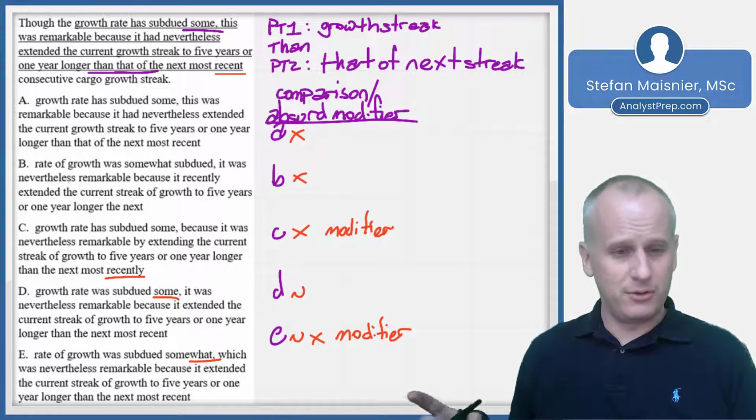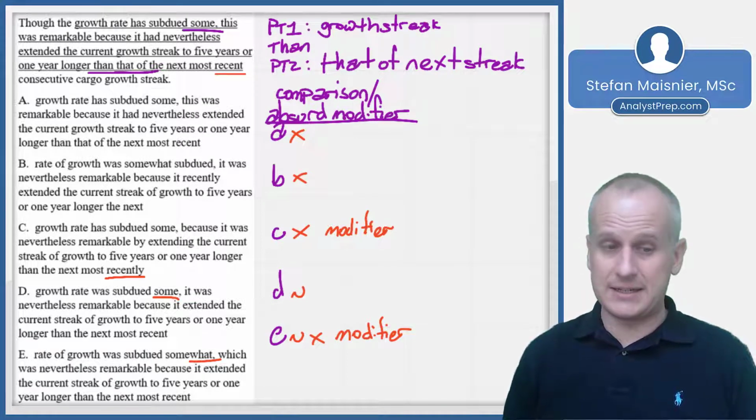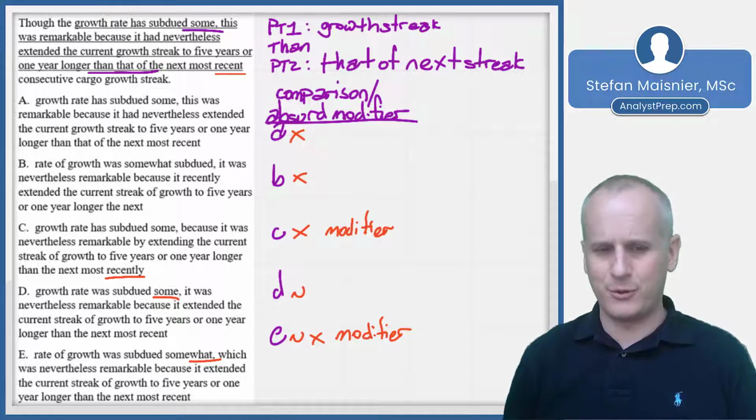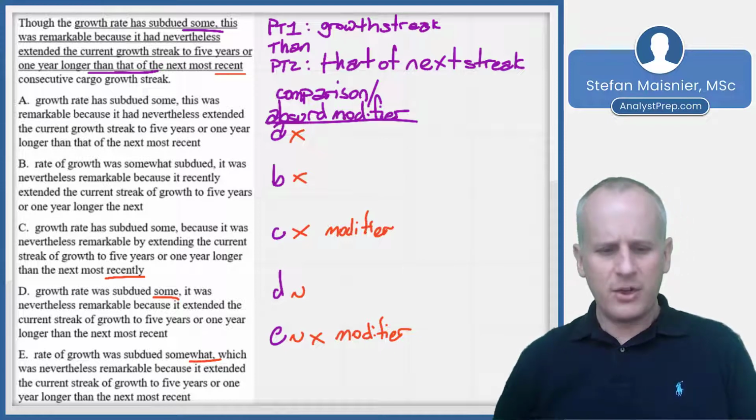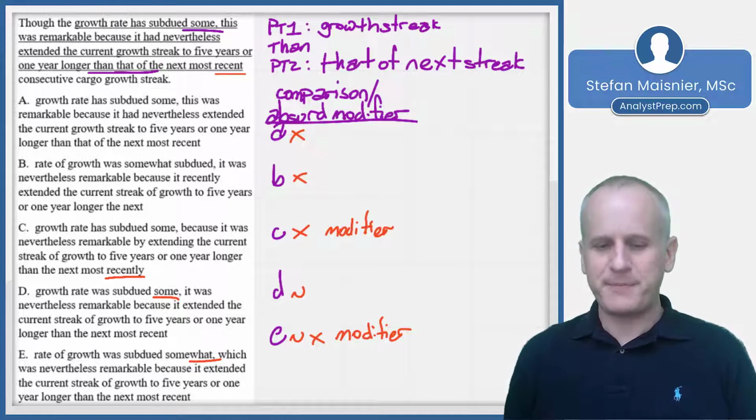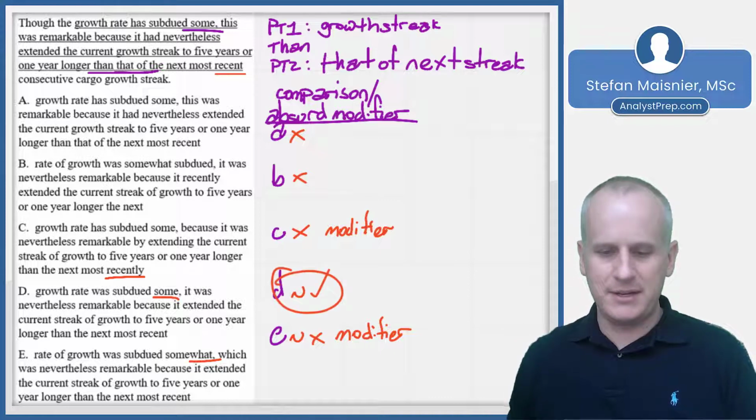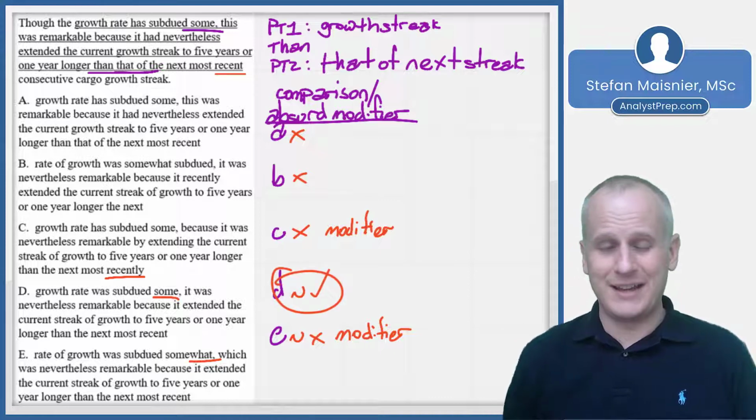So we'll now go reread choice D into the sentence as our second time reading the sentence in its entirety. Remember, only want to do this twice, once at the beginning, once at the end. But though the growth rate was subdued some, it was nevertheless remarkable because it extended the current streak of growth to 5 years or 1 year longer than the next most recent consecutive cargo growth streak. And that captures the intended meaning of the original without introducing any errors and is our correct answer.